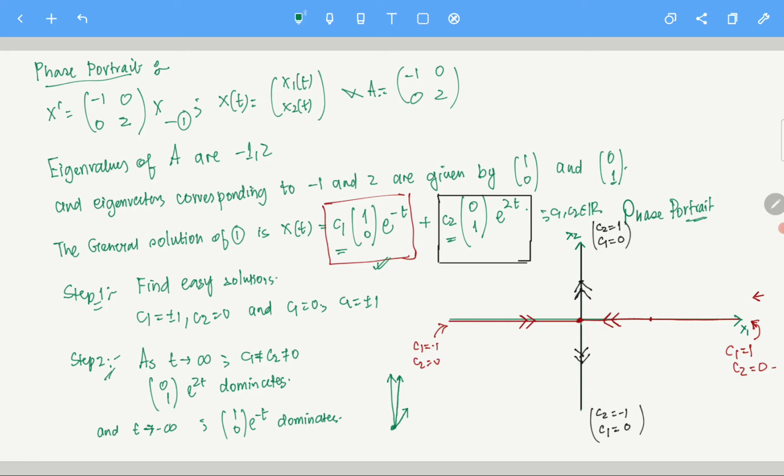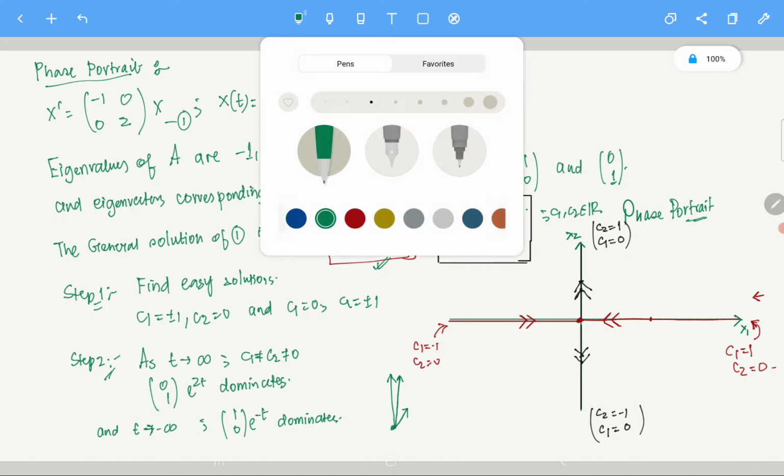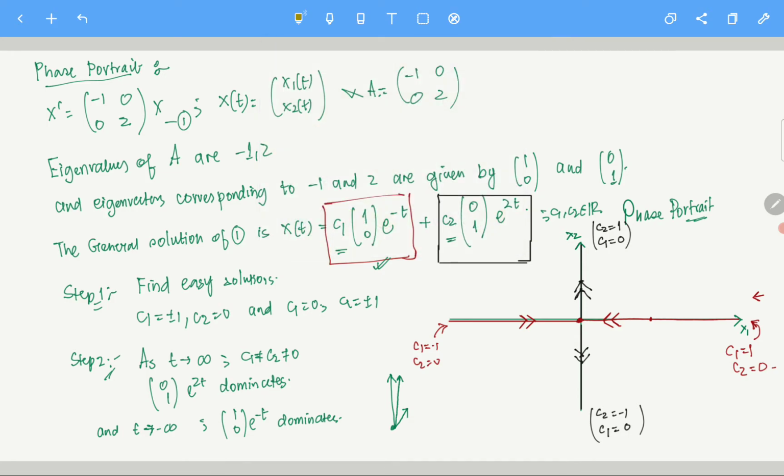So in this case, what is happening? I need to fill the phase portrait up. How do I fill it? Maybe I can use another color coding. This is for all possible solutions, the other solutions. Okay, as t goes towards minus infinity, this thing dominates, right? 0, 1 e power 2t. So basically the vector will be parallel to this. As t tends to infinity, it will be parallel to this 1, 0, e power minus t. Okay, so it must do something like this.